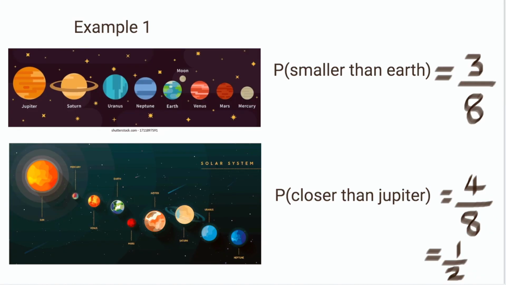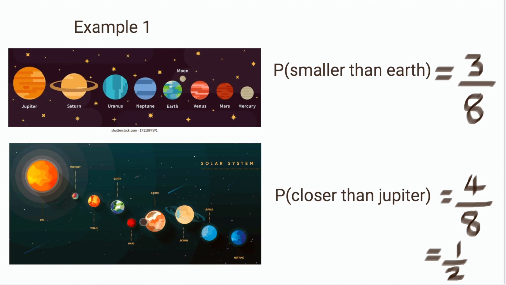The first example we're going to look at is using the context of planets. In the first question here, we want to find what is the probability of choosing a planet that is smaller than the Earth in terms of its size. Here we have a chart that shows the smallest planet is Mercury and the largest planet is Jupiter. So there are 8 possible outcomes because there are 8 planets. We don't include the moon. Out of those 8 planets, only 3 planets are smaller than Earth. So the probability is 3/8. This fraction cannot be simplified, so we leave it like that.